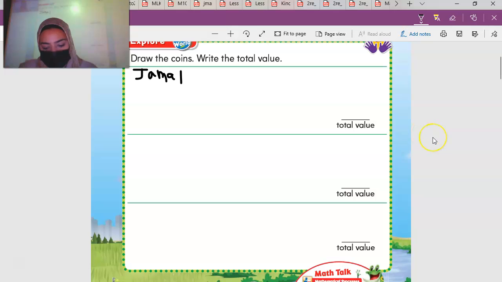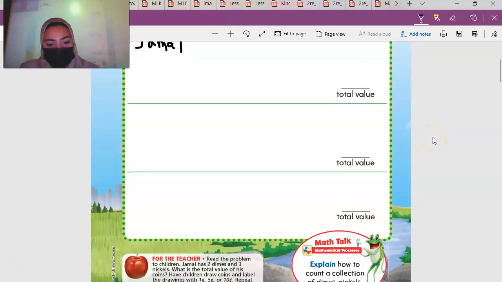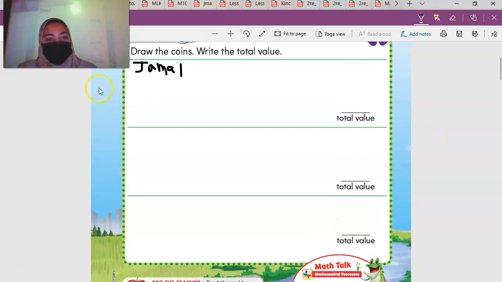And it says he had 2 dimes and 3 nickels. So I'm drawing a dime. We're going to draw a circle. And a dime is worth how much? 10 cents. So I'm going to draw 10 cents in it. This is how a cent sign looks, guys. It's a C with a line through it, okay?